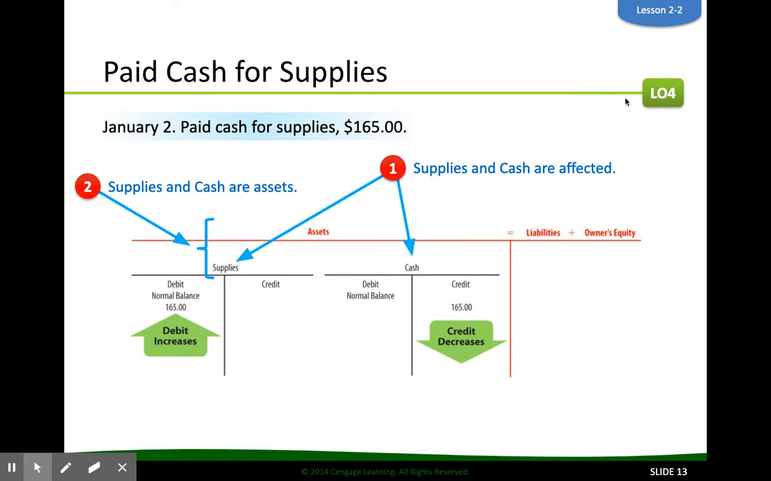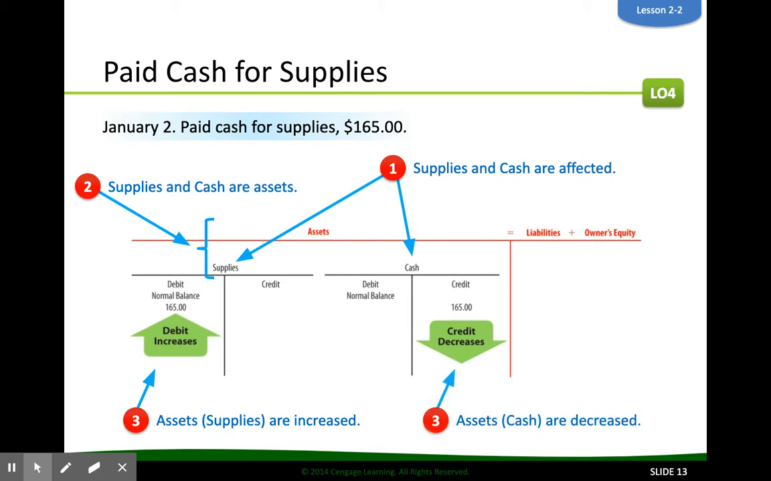Okay, question 3 says, what side is the normal balance? Well, assets increase on the debit side. So we're going to increase our supplies with a debit, and we paid cash, so cash is decreasing. So we're going to decrease cash with a credit. So there we go. Supplies is debited, cash is credited.